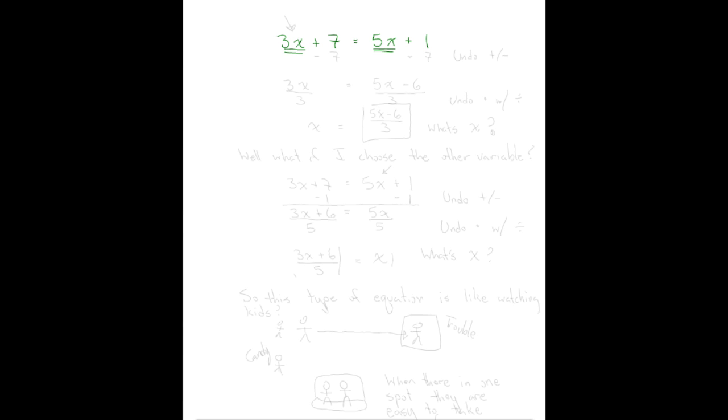So normally we just start solving for the variable. So if I just wanted to solve for the variable over here, you undo your addition and subtraction first, right? So let's just say I'm trying to solve for this x right here. So I subtract 7 from both sides, and I get 3x is equal to 5x minus 6, right? Because plus 1 minus 7 is negative 6. And then of course we undo our multiplication with division. And so I'm going to divide this side by 3, and so then I have to divide this whole side by 3. And I get x is equal to 5x minus 6 all over 3.